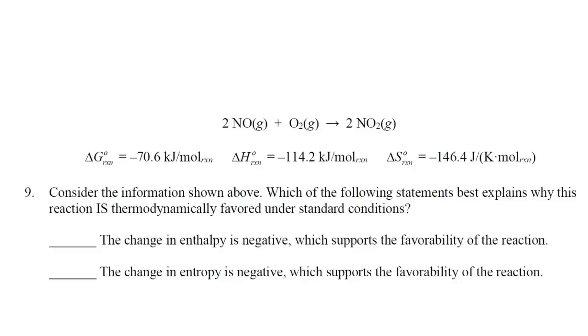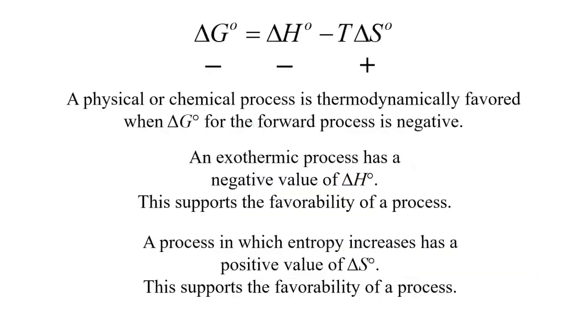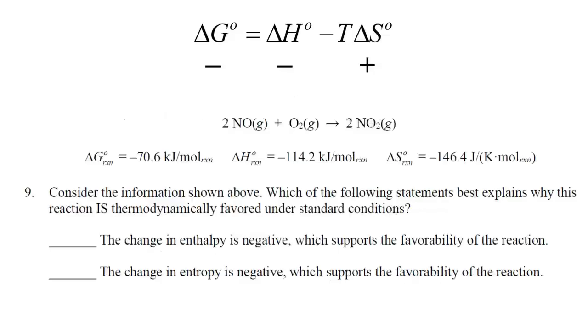So now for this reaction, the sign of delta G is negative. So we know it is favored. So is it a negative delta H or is it a positive delta S that would best explain why this process is favored? Well, considering the delta H is negative and the delta S is negative, it is a negative delta H that does support the favorability of a reaction, but a negative delta S does not support the favorability of a reaction.